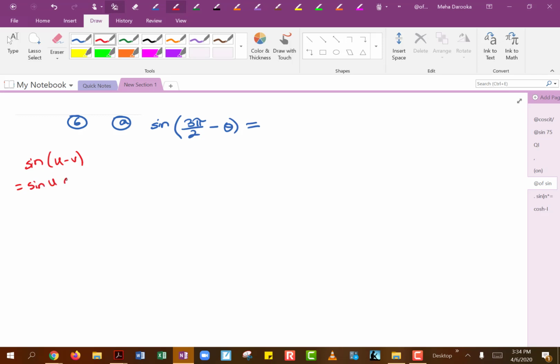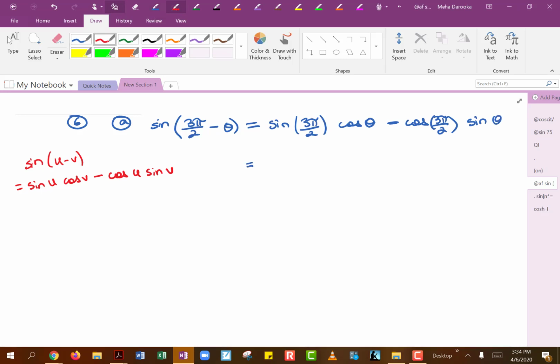So you can of course use the sine of u minus v formula here, which would be sine of u cosine of v minus cosine of u sine of v. So rewriting this, I get sine of 3 pi halves and cosine of theta minus cosine of 3 pi halves and sine of theta.